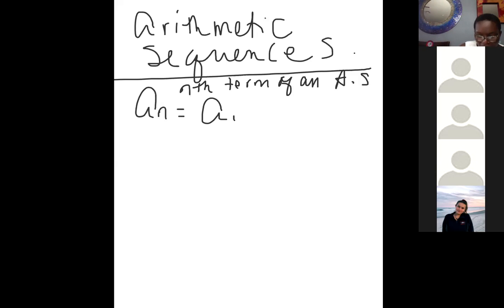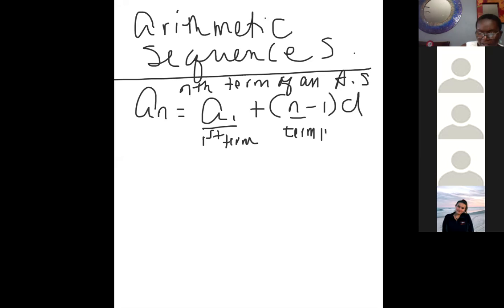All right. So a1 plus n minus 1 times d. a1 is the first term, always. n is the term number. So wherever you find an n, you want to go ahead and plug in the term number. And then d is the common difference. And the common difference is that number that is added over and over again to each term to find the next one. All right?